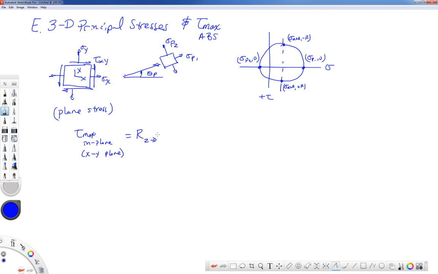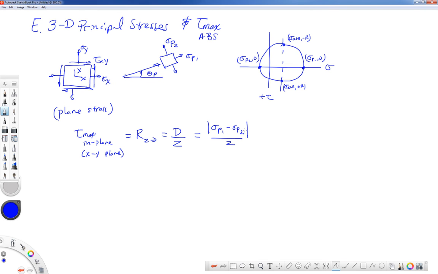We can think of that in terms of the radius, or we can think of it as the diameter of that circle divided by 2. The diameter of that circle we can find in terms of the principal stresses. If I take sigma p1 minus sigma p2, divided by 2, and make that an absolute value to keep things from going negative, then I can find the maximum in-plane shearing stress in terms of the radius of my circle or the principal stresses.